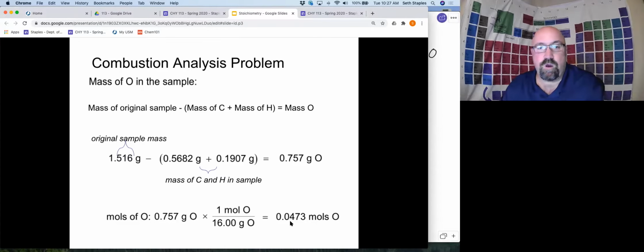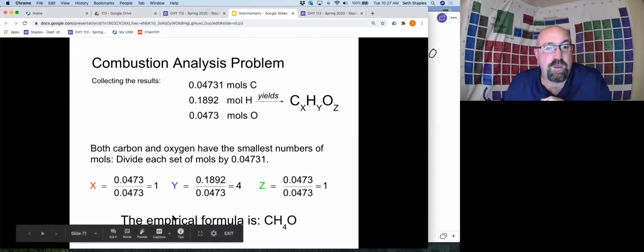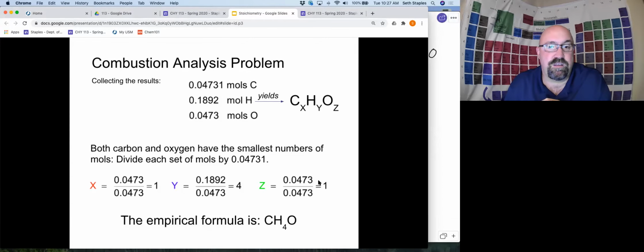And so now we know how many moles of each of these we actually started with. Now it's just an empirical formula problem like many that we've done before. We're going to divide each of these by our smallest number, which is 0.0473. That gives us a 1 for our X value for carbon, 4 for our Y value for hydrogen, and 1 for our Z value for oxygen. And so our empirical formula is CH4O.